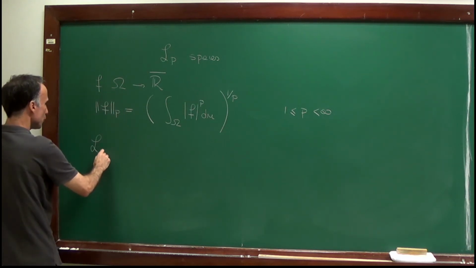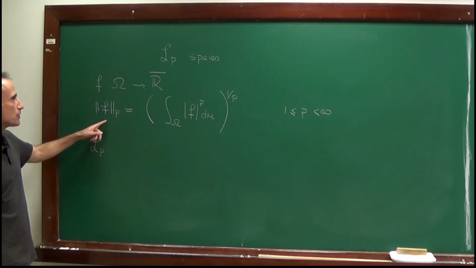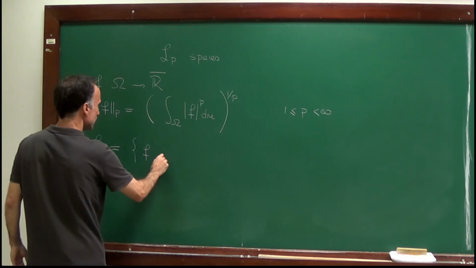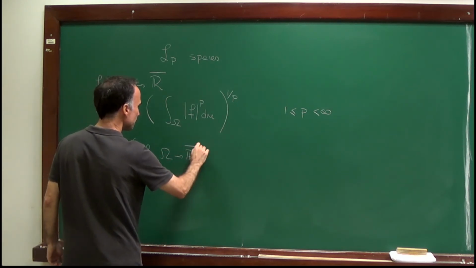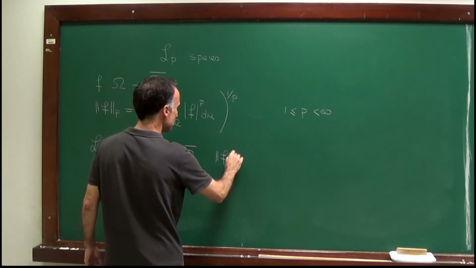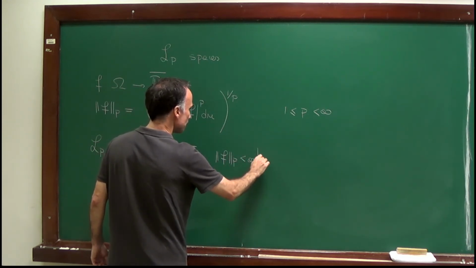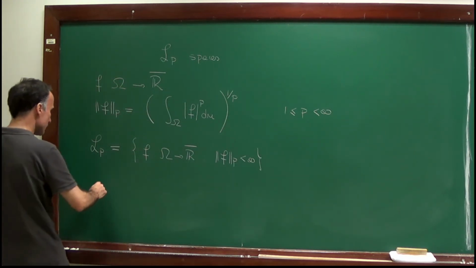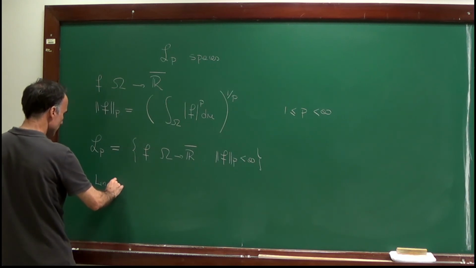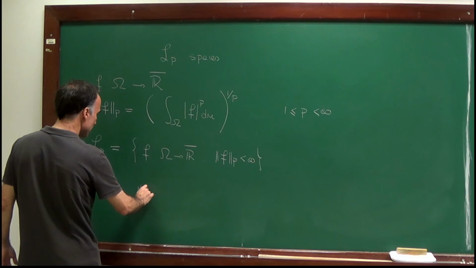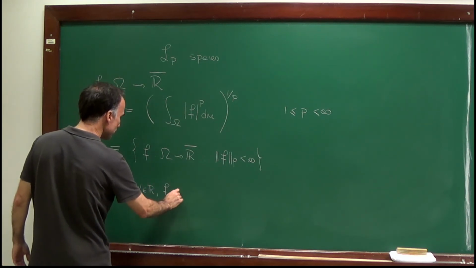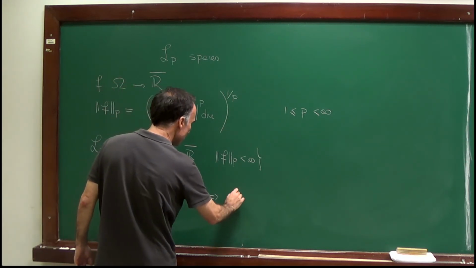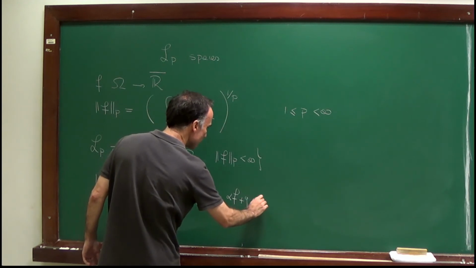L^p will be the space of functions from Omega to the extended line such that ||f||_p is finite. And we have seen in the last lecture that L^p is a linear space, in the sense that if I take alpha, a real number, and two functions f and g in L^p, then alpha f plus g is a function in L^p.